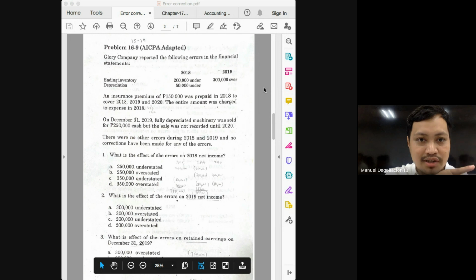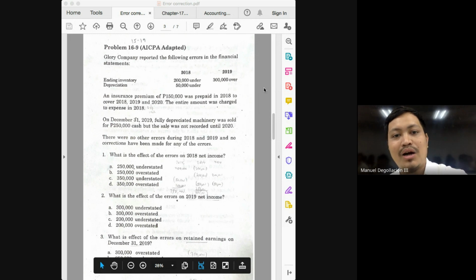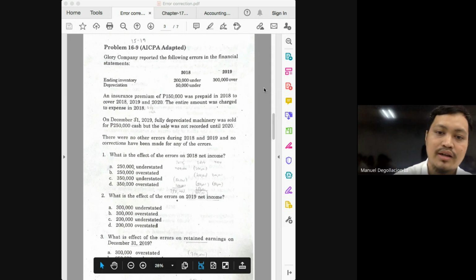Expenses is overstated by 100. Because how much did you recognize as an expense? 150. How much should have been recognized? 50 only. So expenses in 2018 was overstated by 100, and as a result, your net income is understated. And how do you correct an understatement?